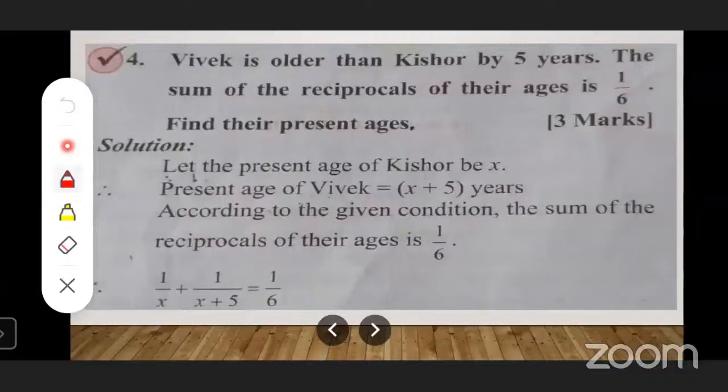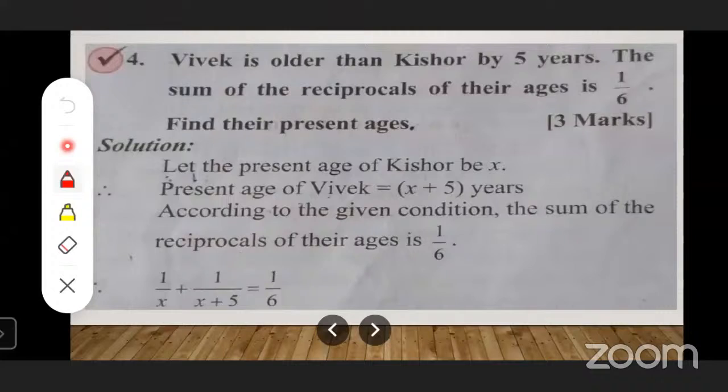Okay, now read the next line very carefully. The sum of the reciprocals of their ages is 1 upon 6. So first of all, let us write what is the reciprocal of the age of Kishore. Yes, 1 upon X. The reciprocal of Kishore's present age is 1 upon X. Similarly, the reciprocal of Vivek's present age is 1 upon X plus 5. Now, the condition given over here is the sum of the reciprocals of their ages is 1 upon 6.